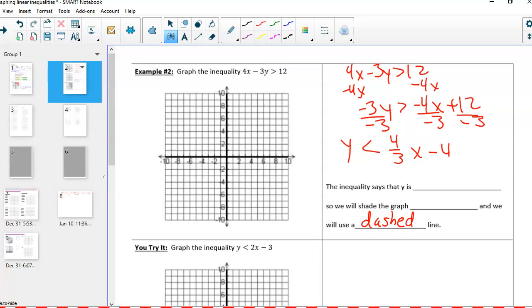So now I can say that the inequality says that y is less than. So will we shade above or below? Below, because it's less than. And now we can graph this. Start at our y-intercept of negative 4. We have a positive slope. What directions would we go to get a positive slope? Right, down. Up 4, right 3, or down 4, left 3, as many times as possible.